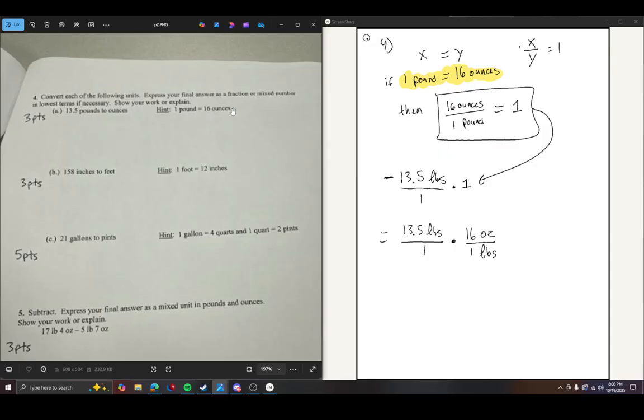1 pound. So that is our conversion, right? So then you can multiply that out and your units cancel, and there you go. That's how you get your answer in ounces. So that's how I like to think about it. Yeah, I'll let you do the rest.